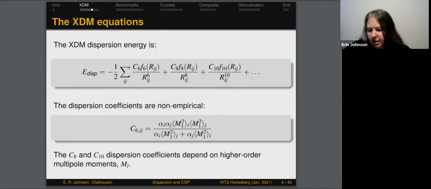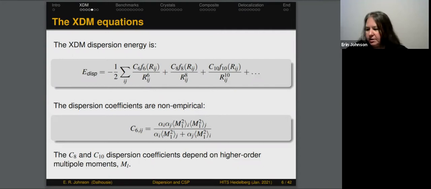This comes from the dipole-dipole interactions. We also have higher order terms arising from the higher order multipole moments. The next term is of the form C8 over R to the 8, which arises from the dipole-quadrupole interactions. The C10 term arises from the dipole-octupole and quadrupole-quadrupole interactions.